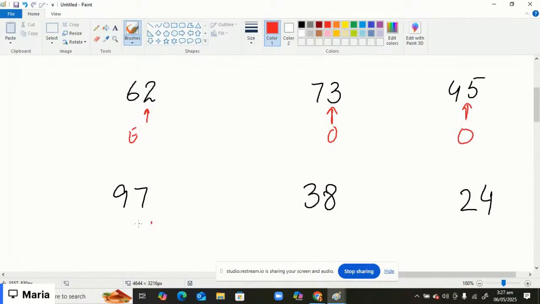From here 97. Check it out 7. 7 is even or odd? It's odd. So full number is odd. 38. Checking it out the 8. It's even or odd? It's even. From 24, it's 4 in the end, that is also even. So this is the way that we see if there is two digit numbers are given here. So how can we check even or odd? We check their last digits and then we write it. Okay.